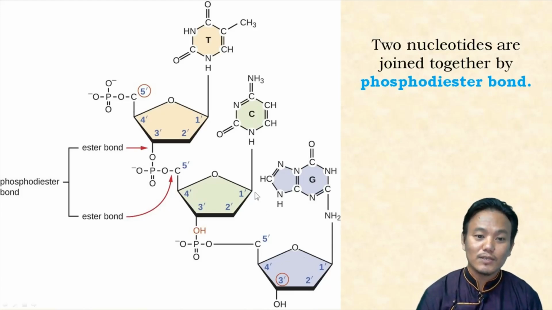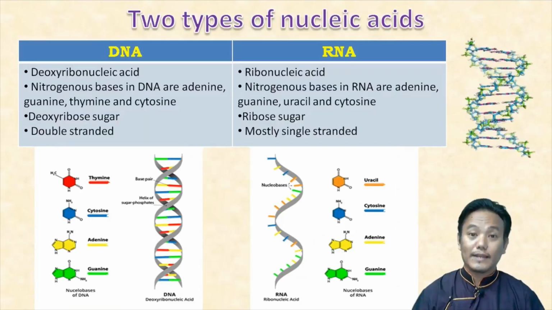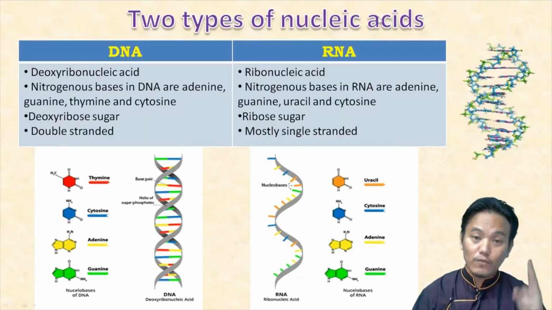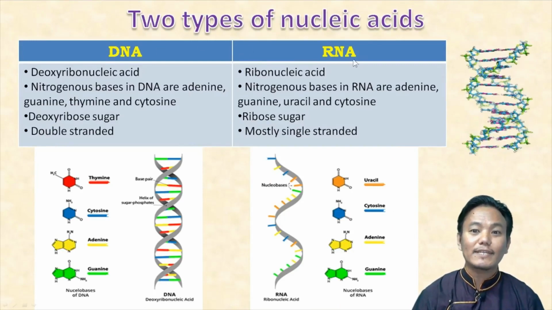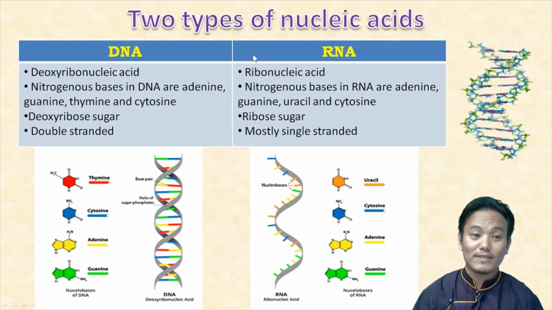So this is the polynucleotide chain. Okay, so this is phosphodiester bond like this. Like I said before, nucleic acid is of two types, DNA and RNA. Now, what are the differences between DNA and RNA? Let us try to understand that, right?